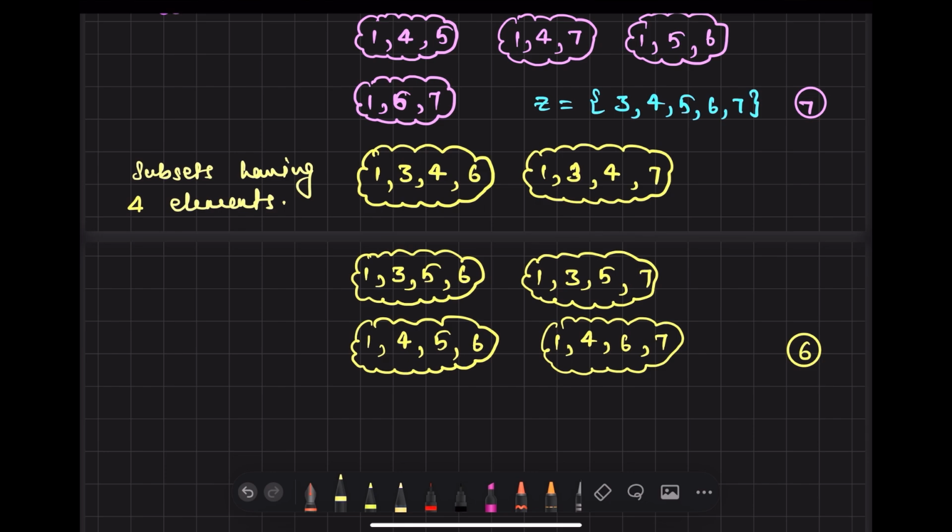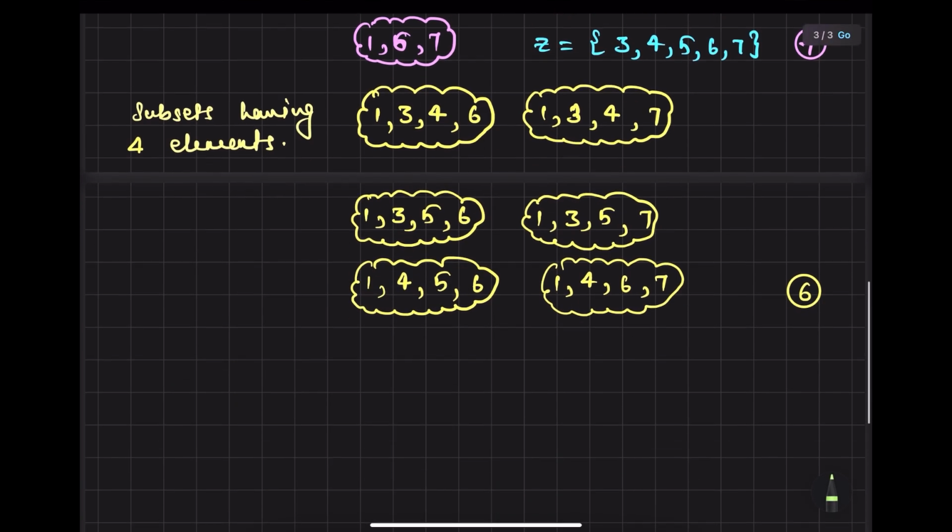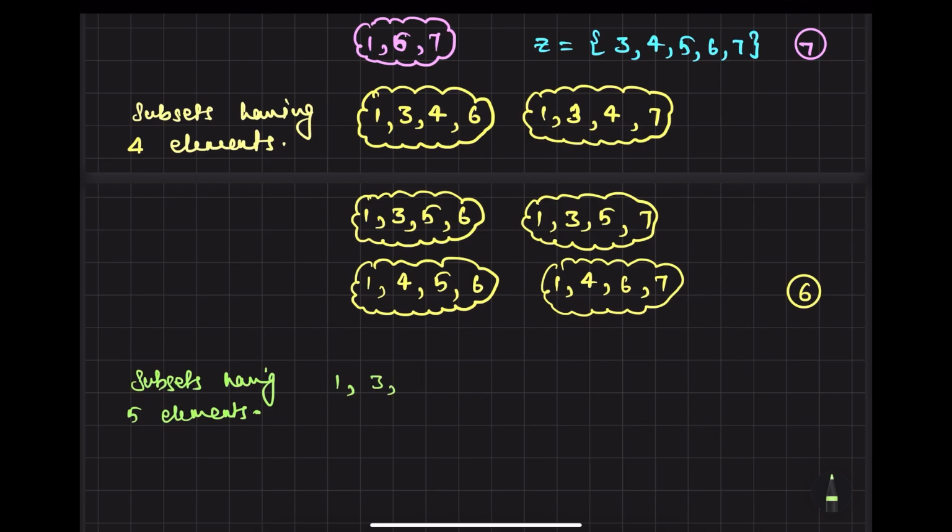Okay. Now we will look forward to subsets having 5 elements. I hope you guys are getting the pattern, how I am selecting the numbers. So you know that 1 is already there. Now I will keep 3 more numbers. So it is 3, 4 and 5.